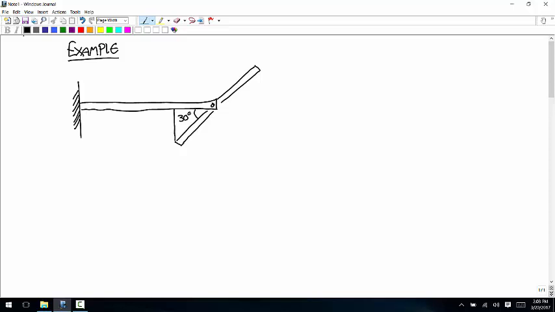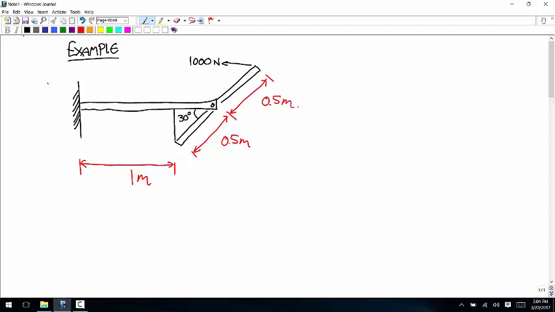Okay, so that's a cable. And then a 30-degree angle. And we have a 1,000 Newton force like this. This length is 1 meter. This length is half a meter. Okay. And we're going to calculate the internal loads in both of these two members. And we're going to use that as a way to sort of analyze where in these members we are concerned about the thing breaking. Yeah, this is a cable, the vertical thing.